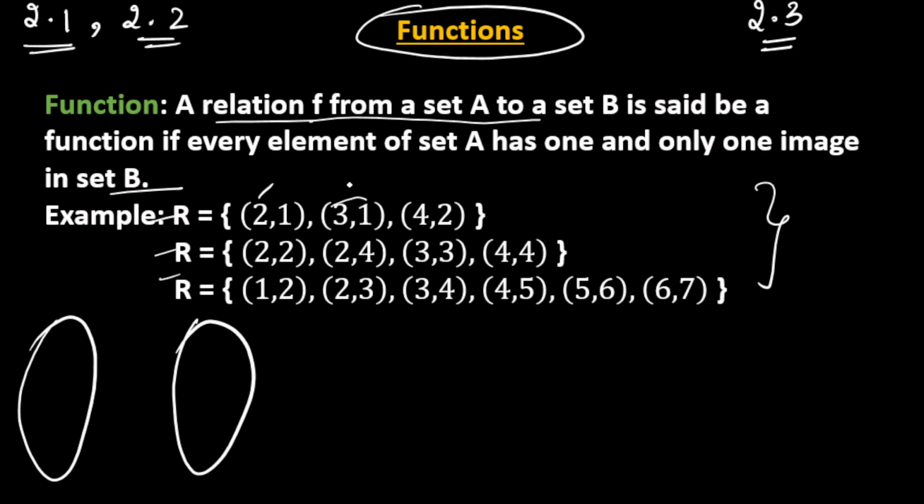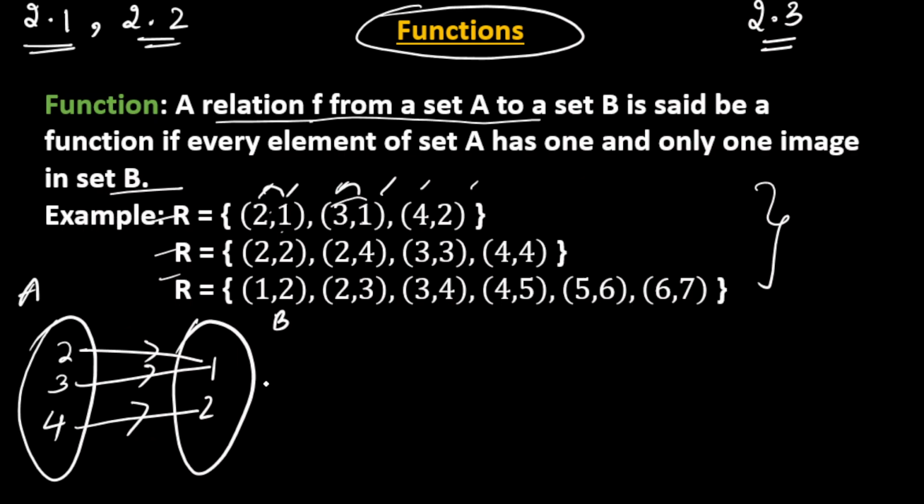So the first ones are the elements of set A. This is set A, this is set B. Elements of set A, I have 2, 3, 4. Elements of set B, 1, 2. One element only one time we have to write. So here we can see 2 maps with 1, 3 maps with 1 and 4 maps with 2. Here you have to understand one thing.